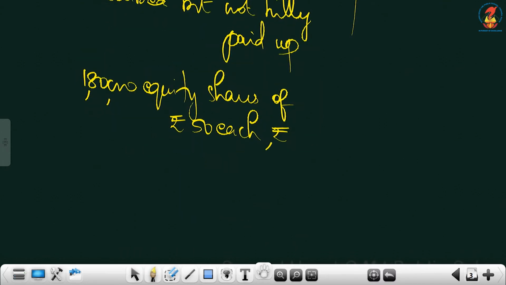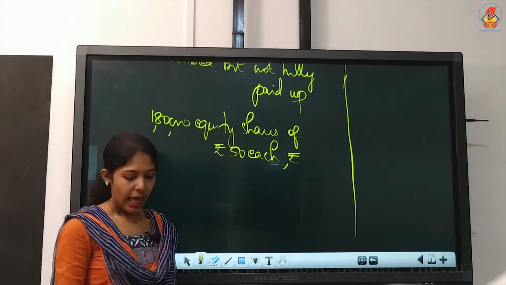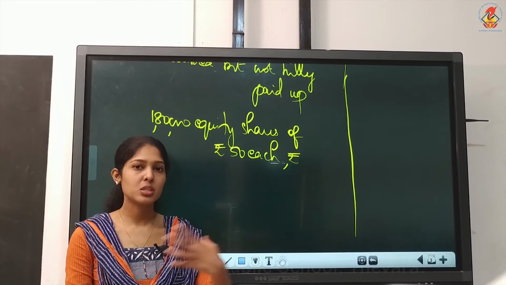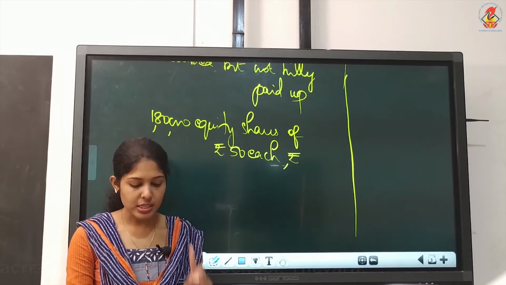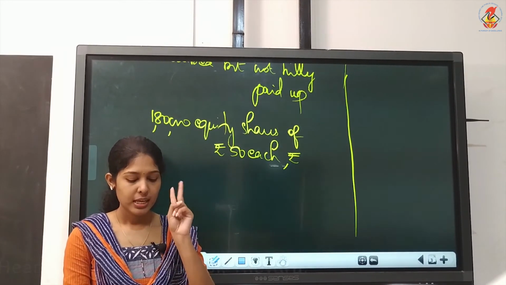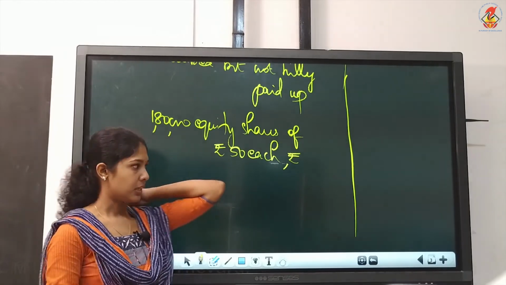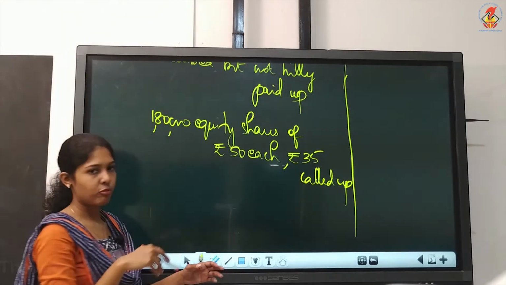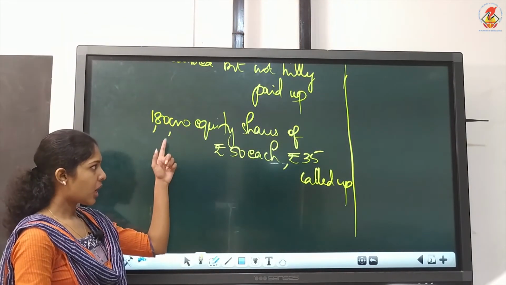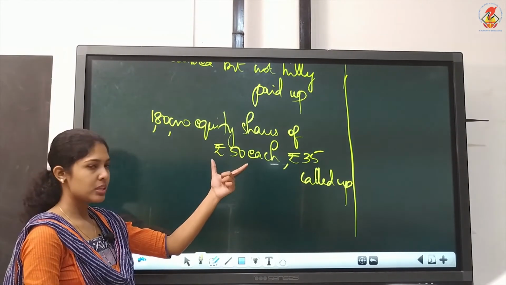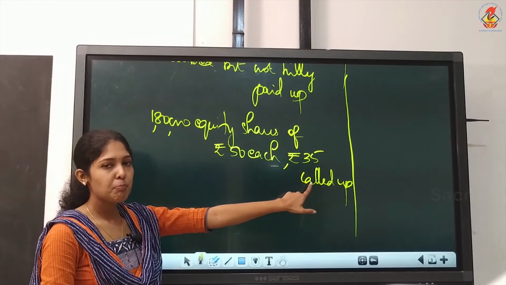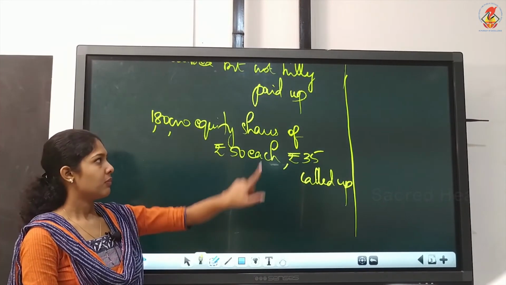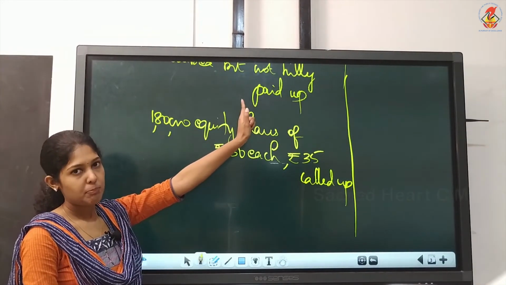But now the company called only how much? Only the application and the allotment the company is calling, asking for payment. So what is the application and allotment total? It will be 15 plus 20, 35. So the company called up only rupees 35. This is how you have to write under the not fully paid up category. 1,80,000 they subscribed and the face value is rupees 50 each, but the company called up only 35. That is how it became the not fully paid up category.